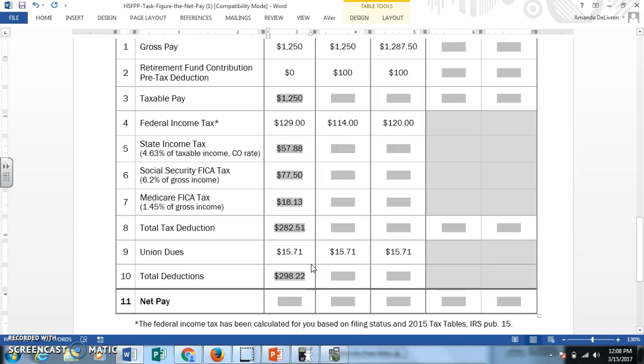So that much money is coming out. You only had $1,250 to start with. Well, if we subtract these two numbers, box number 3 minus box number 10, the take-home pay is significantly lower. The take-home pay is $951.78. So while you think you might be getting a lot of money, $1,250 every 2 weeks, you're really only getting $951.78. So if you did this math correctly from that last video, you would get $951.78 as your take-home pay.